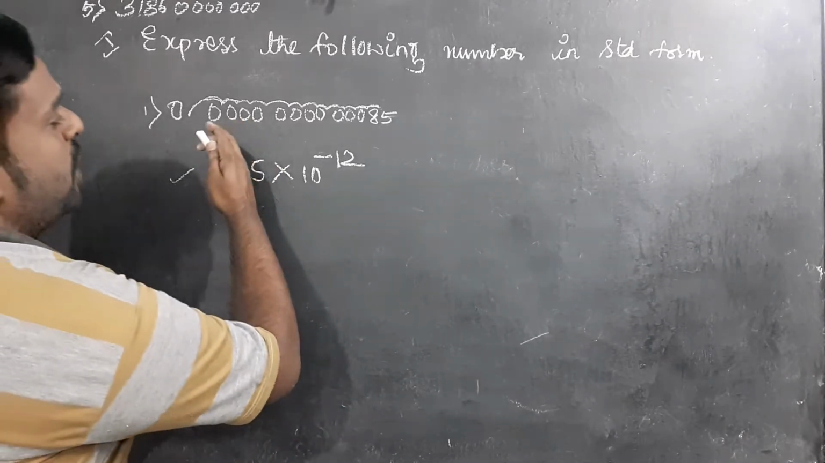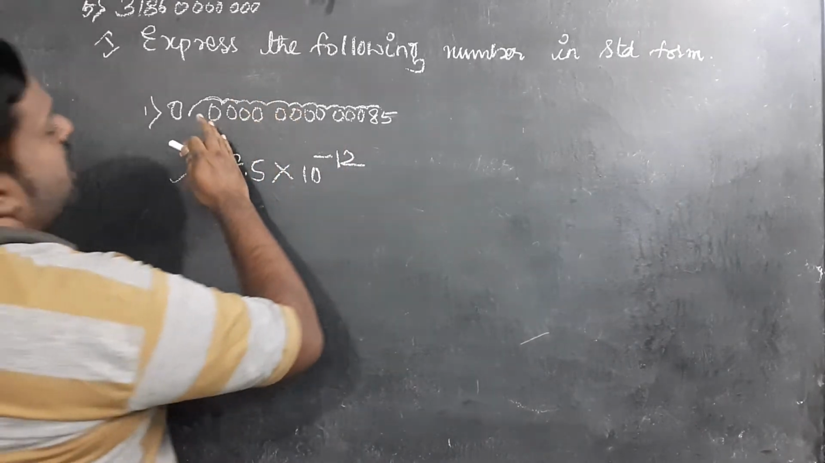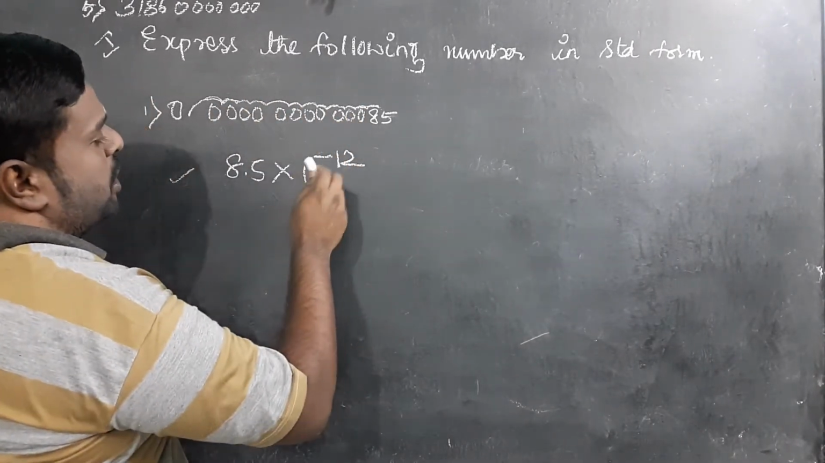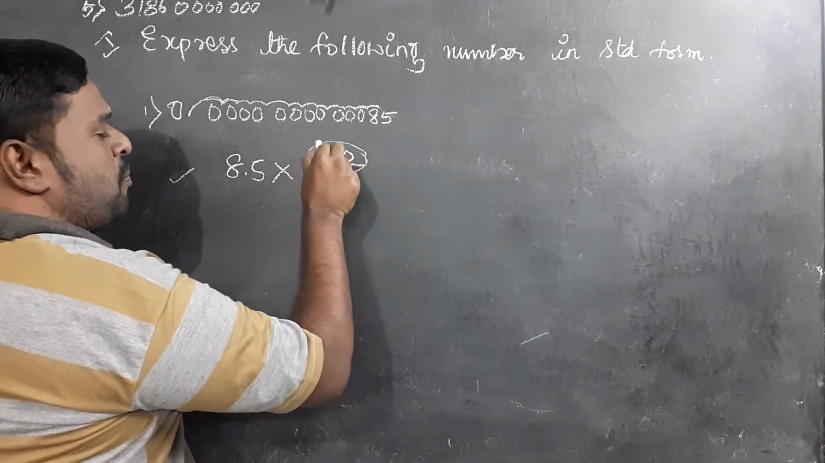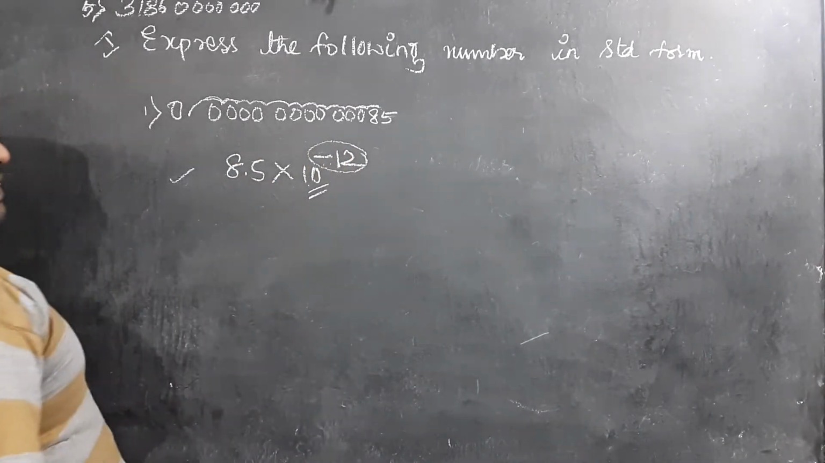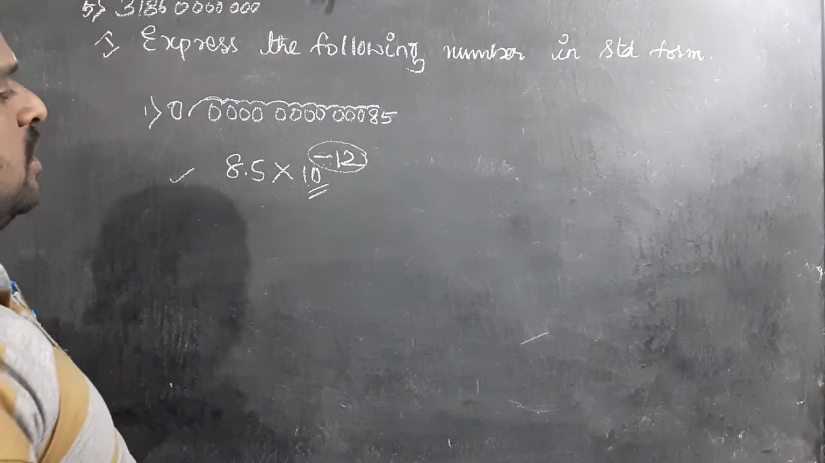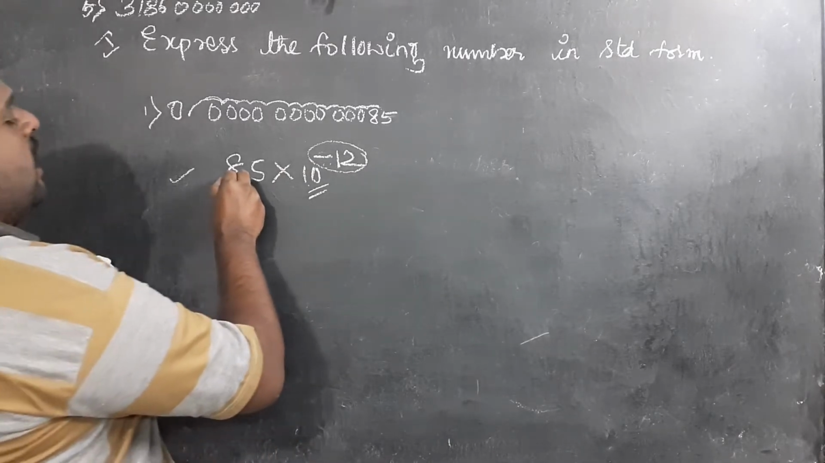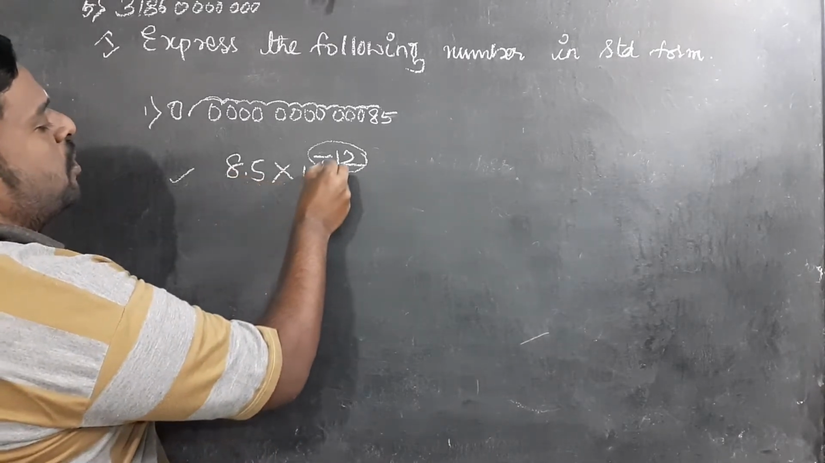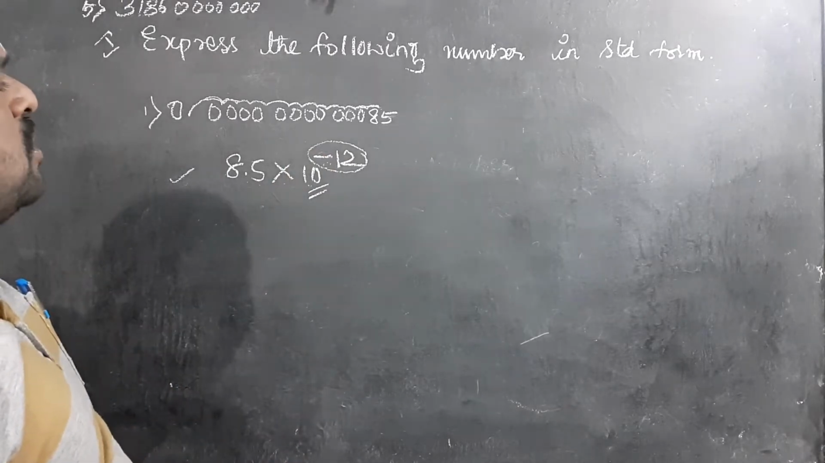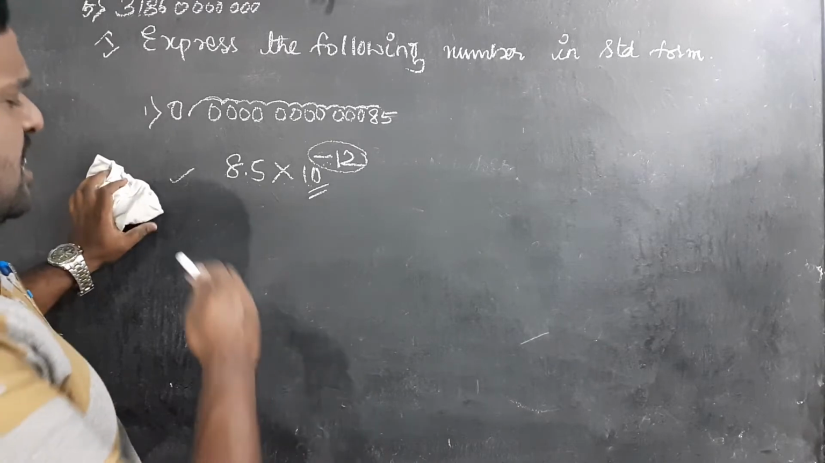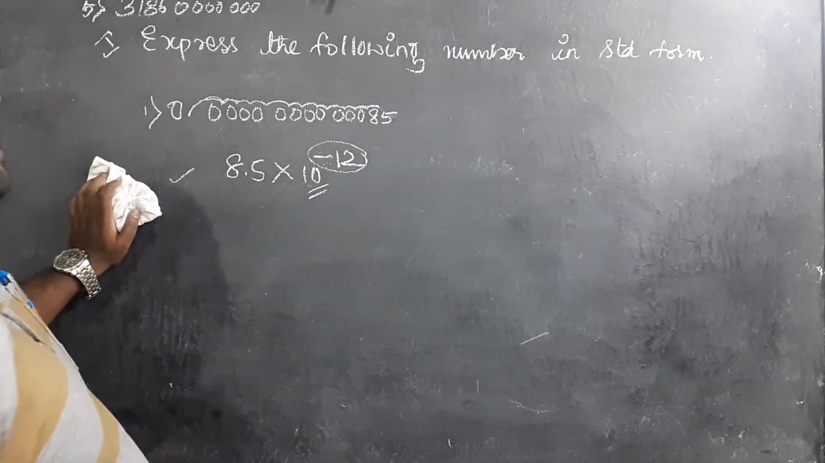Why are you shifting towards the right? Keep it in mind, when I am shifting towards the right, you will always get a negative power to the 10 base. So the answer should be 8.5 into 10 to the power of minus 12. This is a very easy method, you are able to tell directly here.